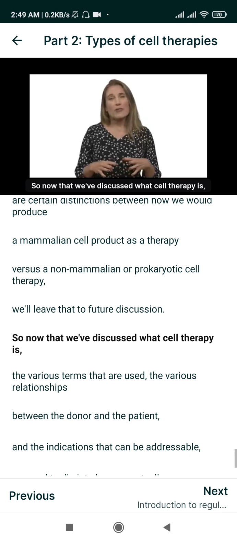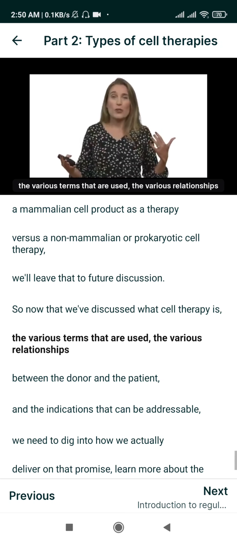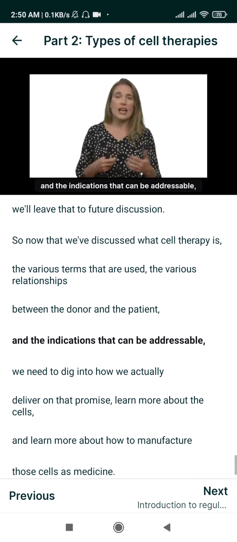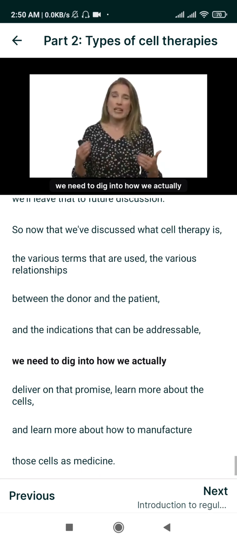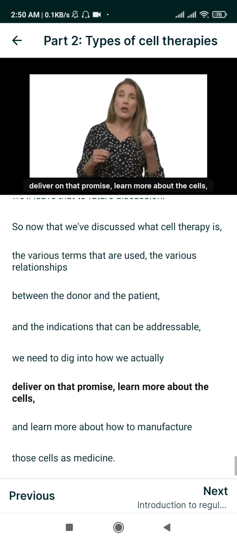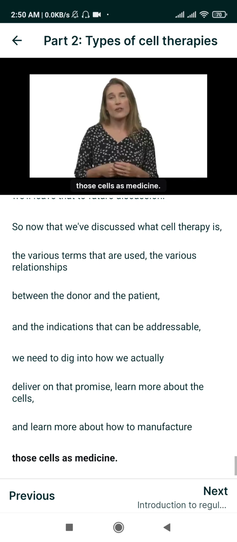So now that we've discussed what cell therapy is, the various terms that are used, the various relationships between the donor and the patient, and the indications that can be addressable, we need to dig into how we actually deliver on that promise, learn more about the cells, and learn more about how to manufacture those cells as medicine.